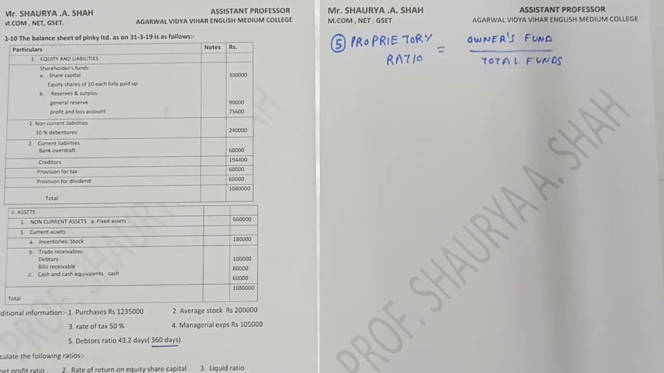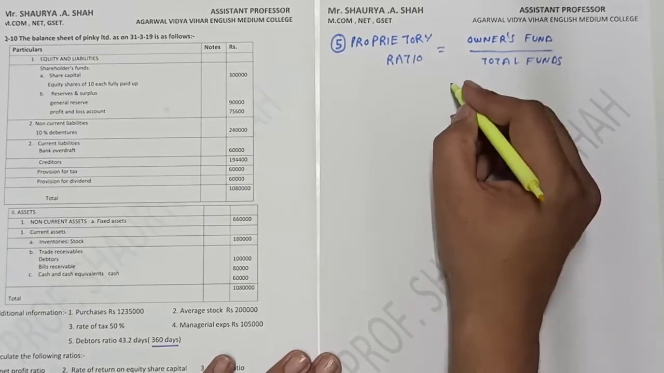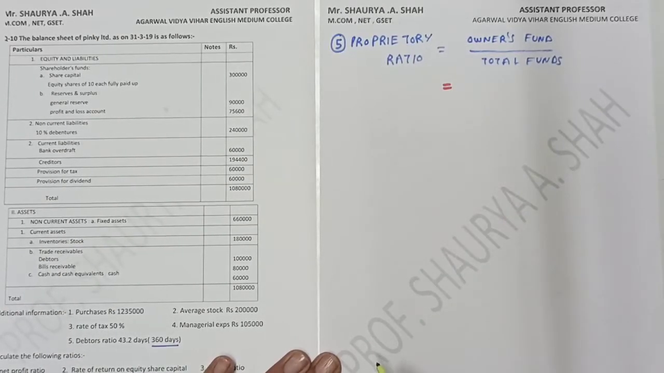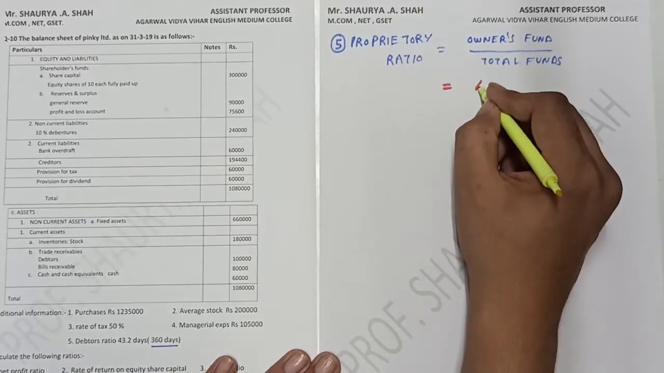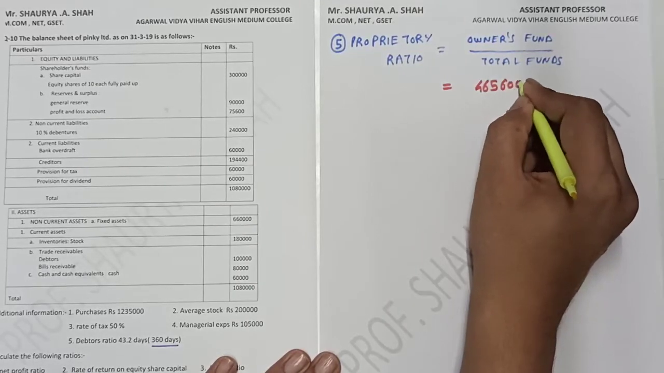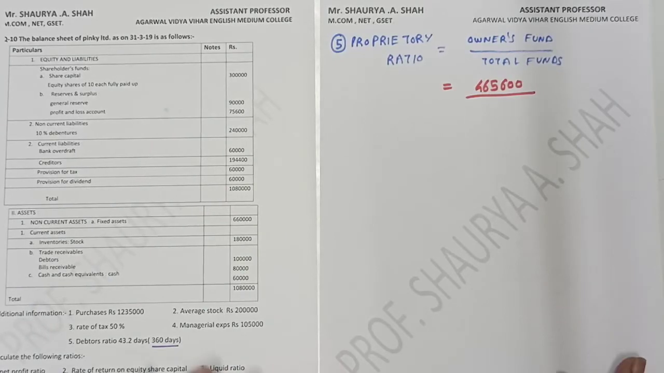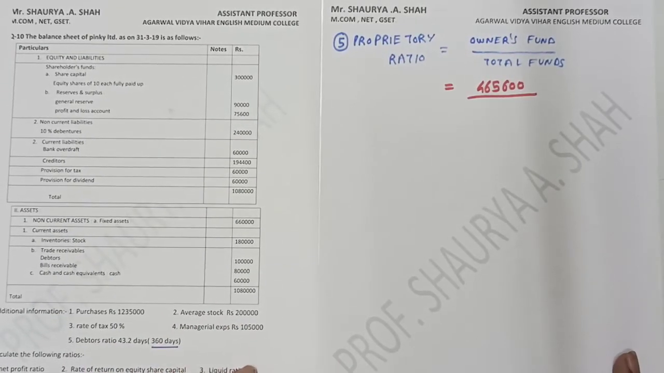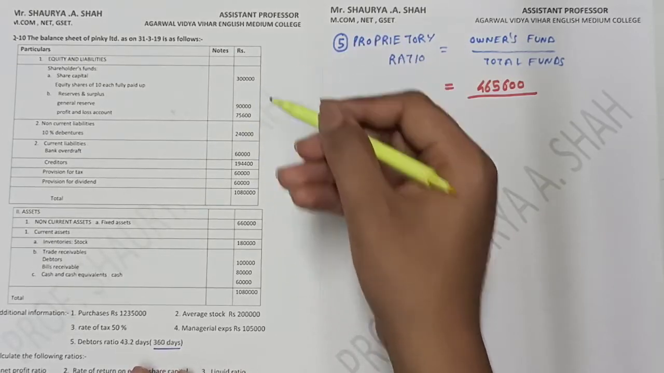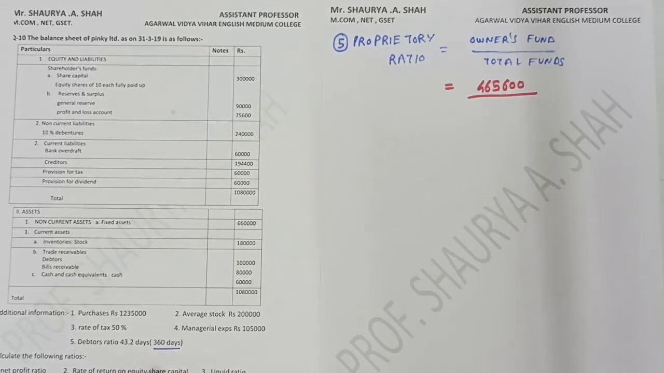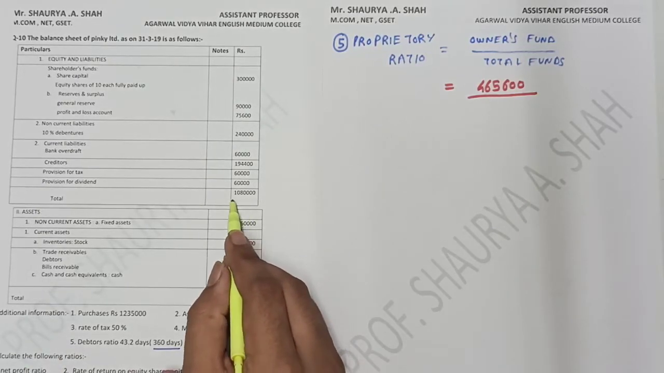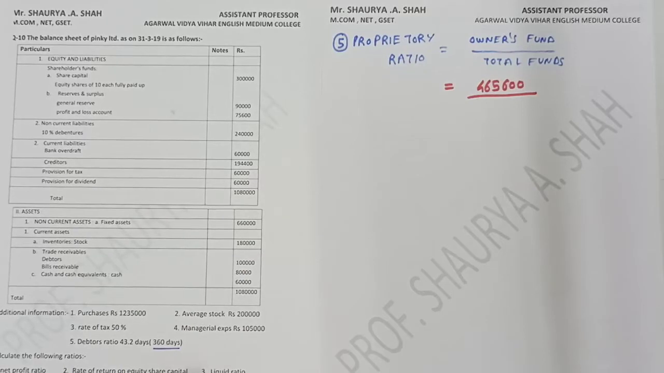So what is owner's fund? In the previous equation only we found out, that is equity plus reserves and surplus, right? So owner's fund equals 4,65,600. No need to calculate once again because you have already done it, divided by total funds. Now what do you mean by total funds, dear students? It is the total funds which you are having on the liability side, right? So no need to do the total. Remember, when the word is total funds, take the total funds. It includes the total of your balance sheet liability side, your shareholders' fund, long-term liabilities, current liabilities, everything.